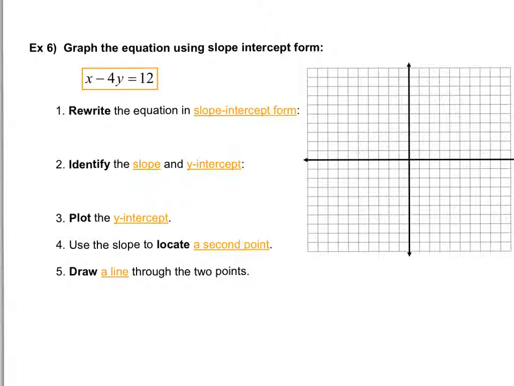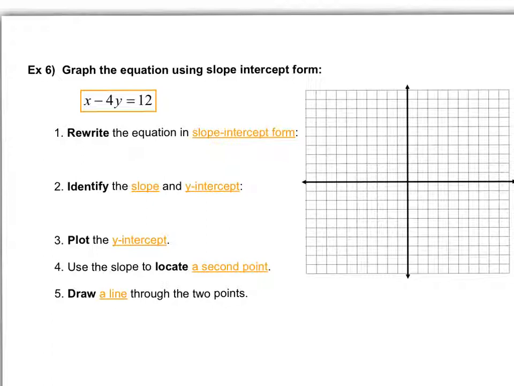The first thing you want to do is rewrite the equation in slope-intercept form. So I'm going to do my work up here, and I need to solve for y. Now this one will be a little bit different because you've got a 4 that's with the y. So first thing I do is subtract x from both sides, and then I'm left with negative 4y equals, and I always want to put the x first, so negative x plus the 12.